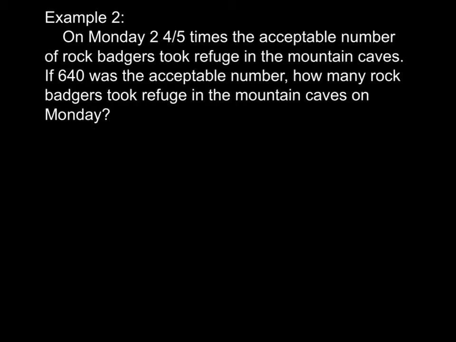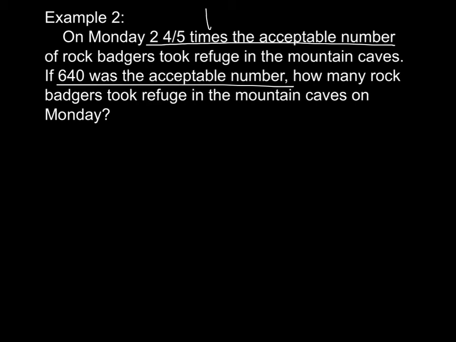Our second example is worded a little bit differently, so let's go through this. On Monday, 2 4/5 times the acceptable number of rock badgers took refuge in the mountain caves. If 640 was the acceptable number, how many rock badgers took refuge in the mountain caves on Monday? Well, we're given some key information. We know 2 4/5 times the acceptable number took refuge. And we know that 640 was the acceptable number.